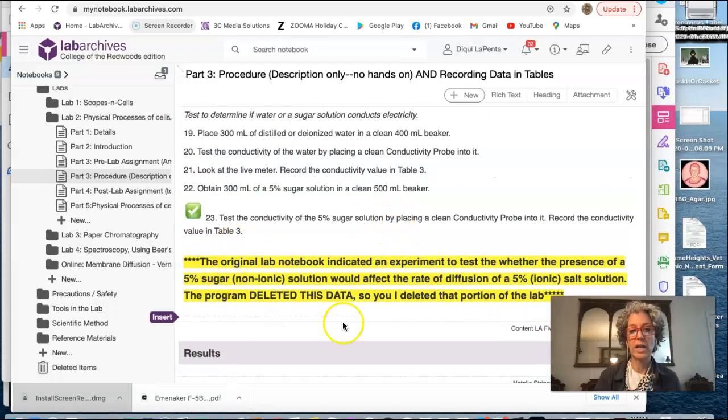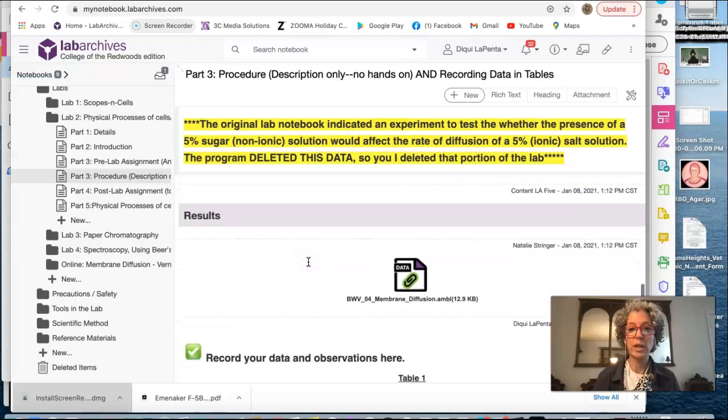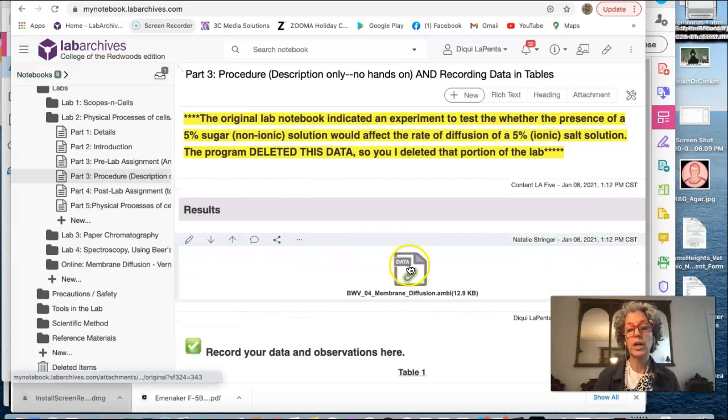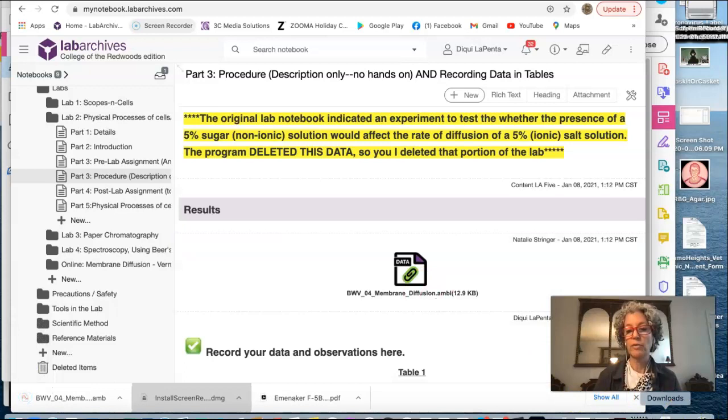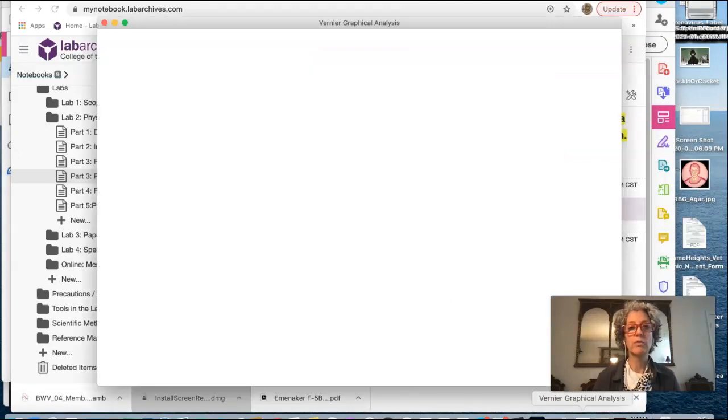And here's where I eliminated that effect of a second solute on the rate of diffusion because the data disappeared from the data set. When you click on the data set, it should open the graphical analysis program. I just downloaded it. There's my graphical analysis program.